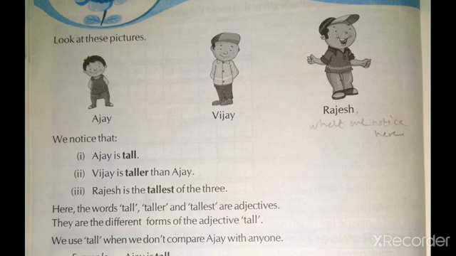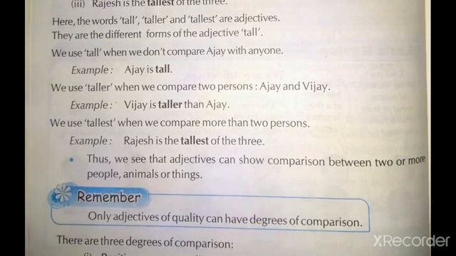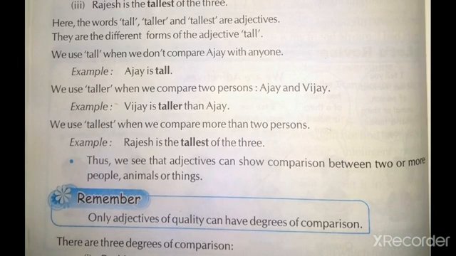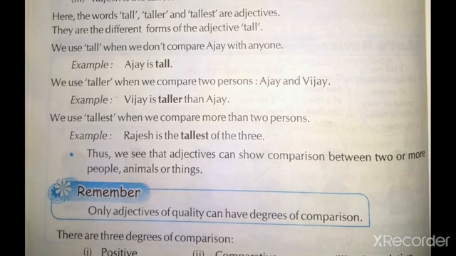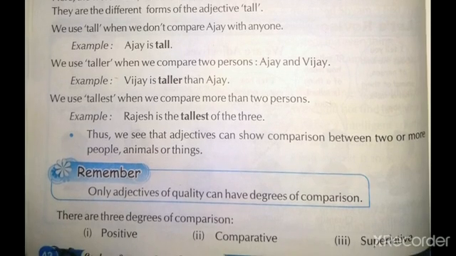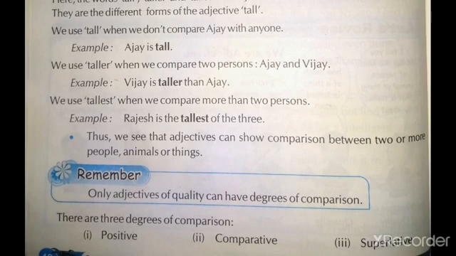We use tall when we don't compare Ajay with anyone. For example, Ajay is tall. We use taller when we compare two persons, Ajay and Vijay. Vijay is taller than Ajay. We use tallest when we compare more than two persons. Rajesh is the tallest of the three. Thus, we see that adjectives can show comparison between two or more people, animals, or things.